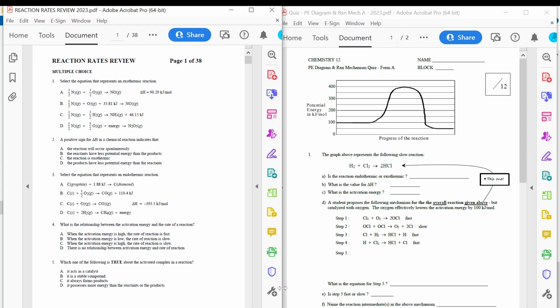Let's see if there's anything else. This is for the test. There will be stuff that we put on there, but it's listed in everything, right?